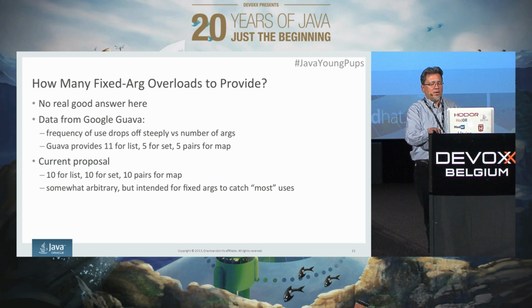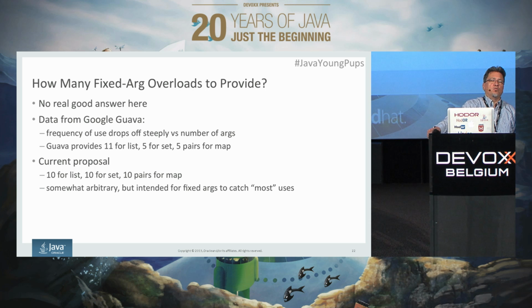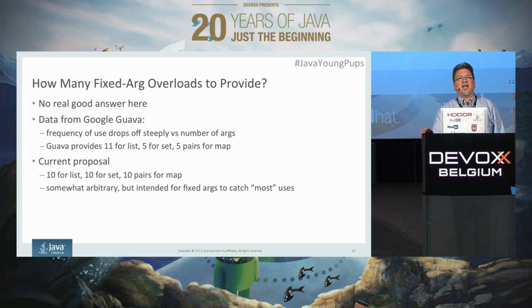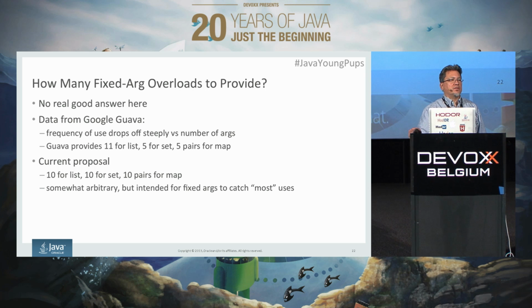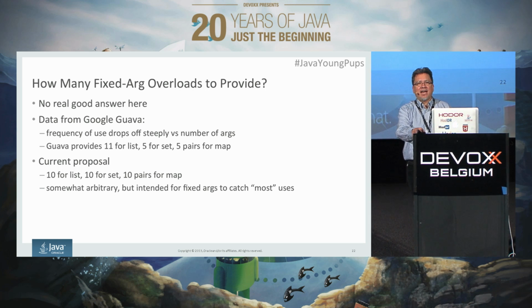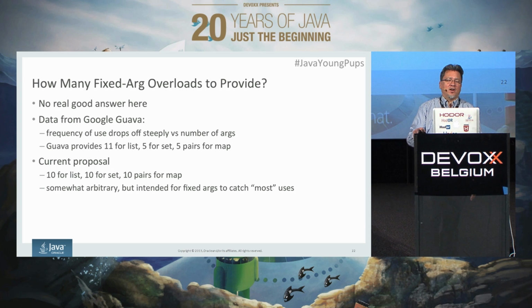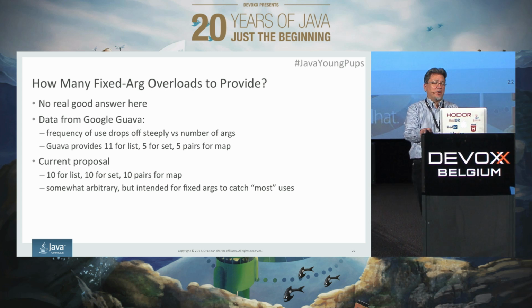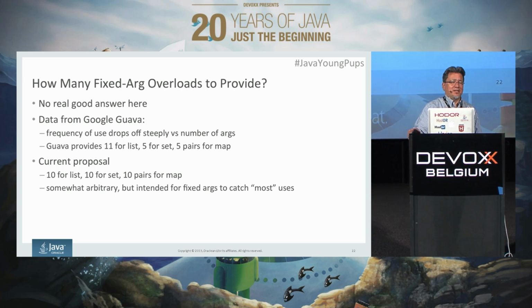But I think one thing that's useful is that the guys at Google who developed the Guava library have something similar. They have static factory methods that have fixed arg overloads. And what's interesting is, for their list factory, they have 11 fixed arguments, and 5 for set and 5 key value pairs for map. So I asked them about that, and there was a bunch of back and forth, and it's basically arbitrary. And at one point, the answer was, this one goes to 11. So that's how they ended up with 11.